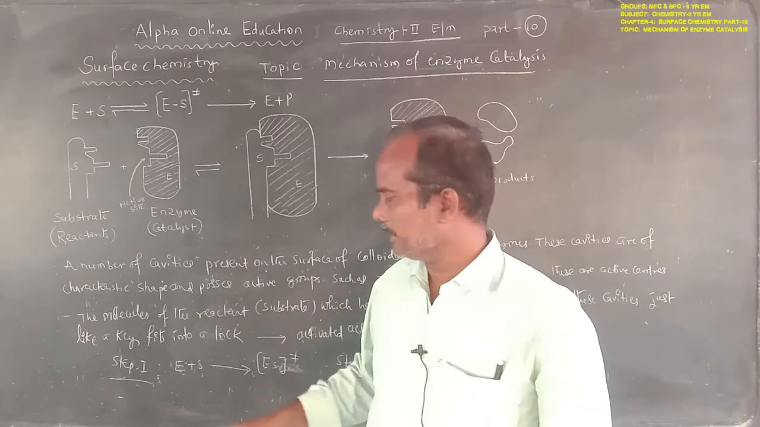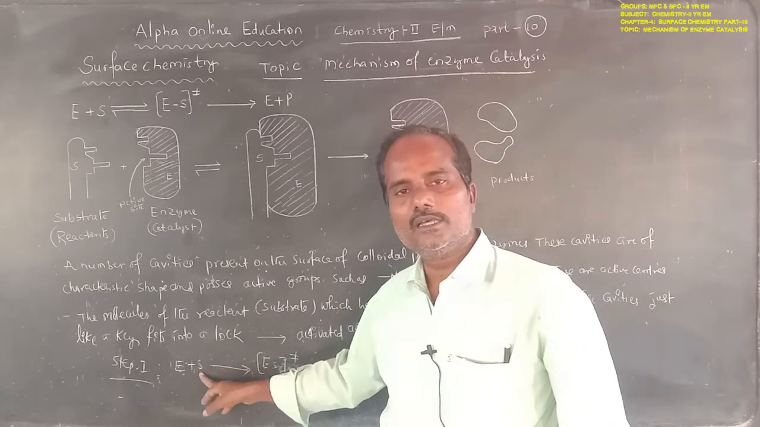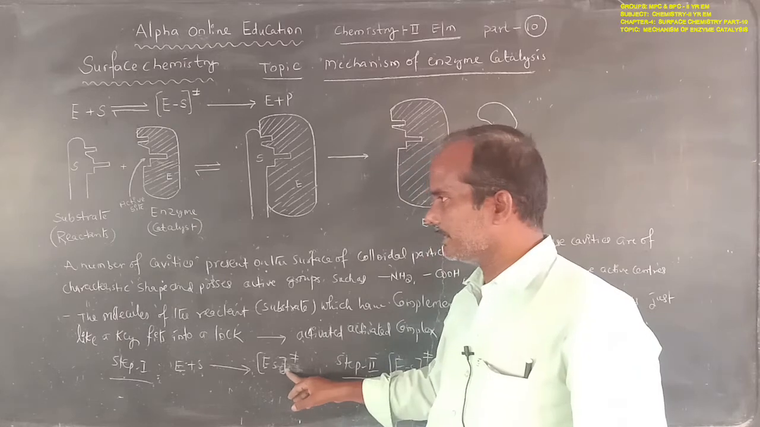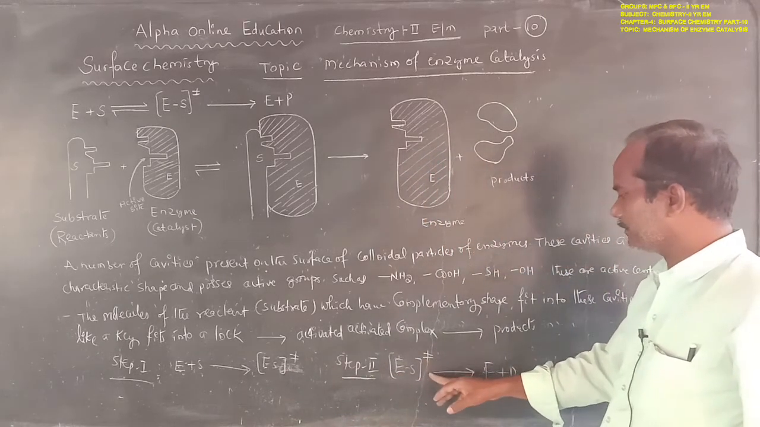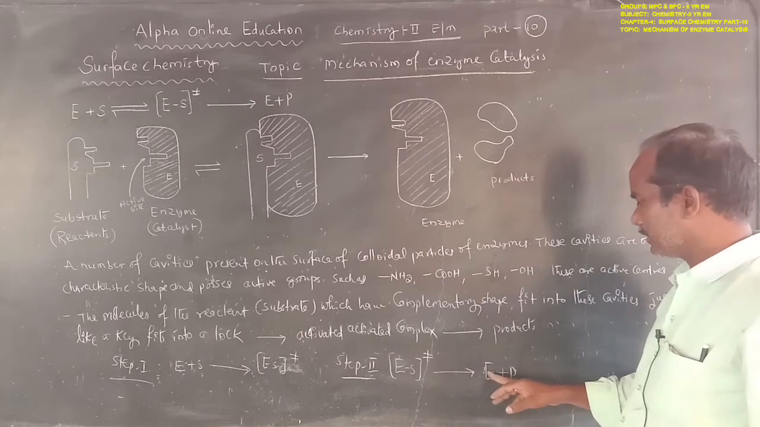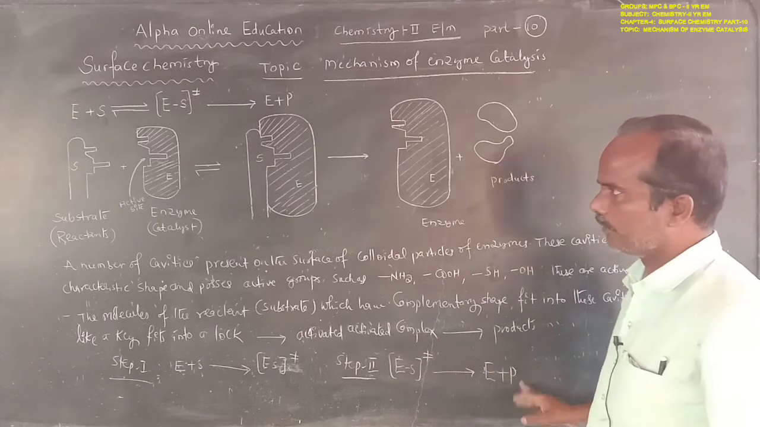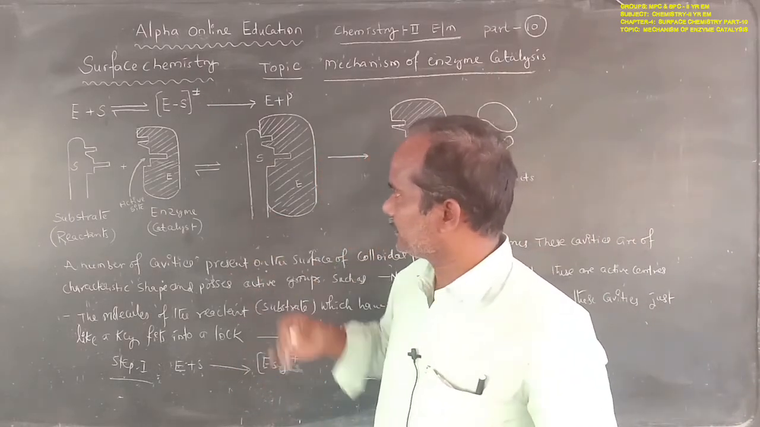In the first step, the enzyme interacts with the substrate. The substrate is nothing but the reactant, forming the enzyme substrate activated complex. In the second step, the enzyme substrate activated complex undergoes decomposition. As a result, the enzyme and the products are formed. So let's see how the enzyme interacts with the substrate.